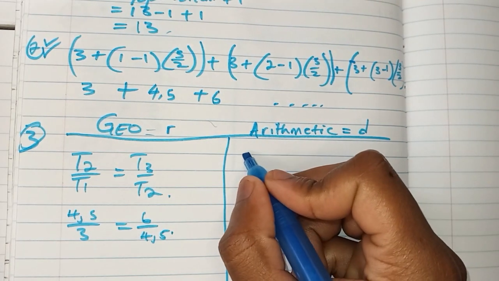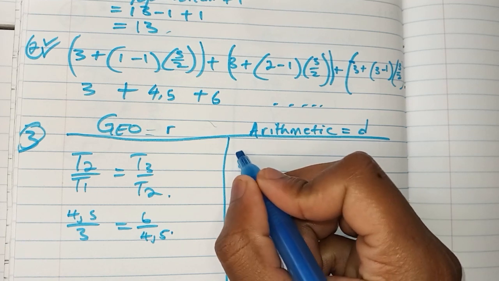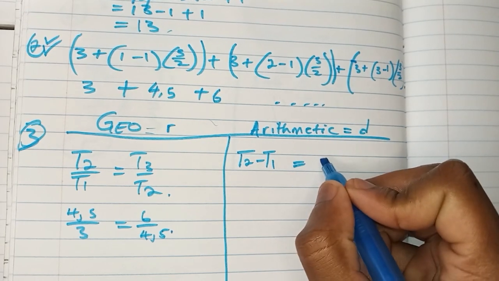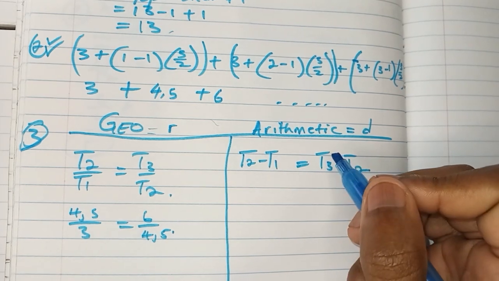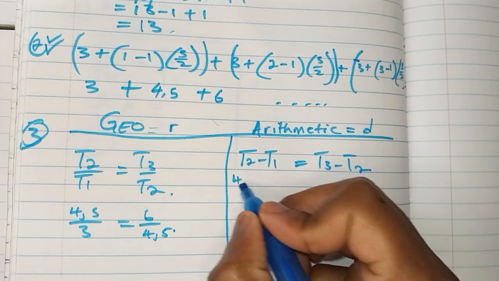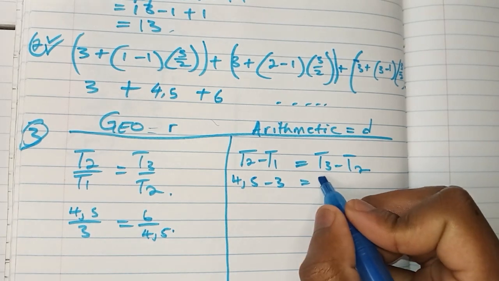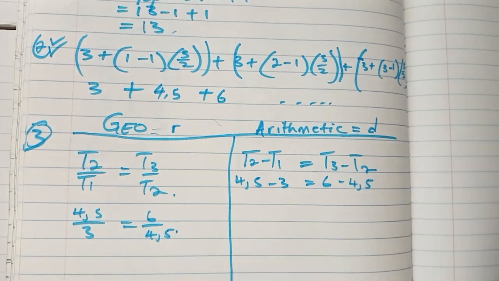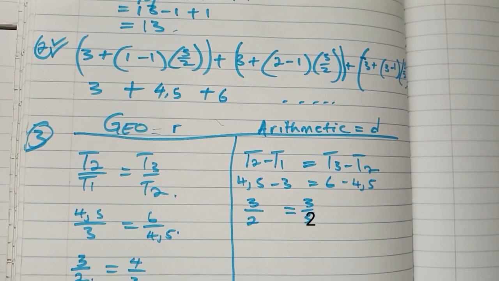For the difference of an arithmetic series, we say T2 minus T1 is equal to T3 minus T2, right? So wherever we see T2, we substitute this number. So it's going to be 4.5 minus 3 is equal to 6 minus 4.5, right? Let me simplify this real quick and I'll get back to you now. All right, I'm back.